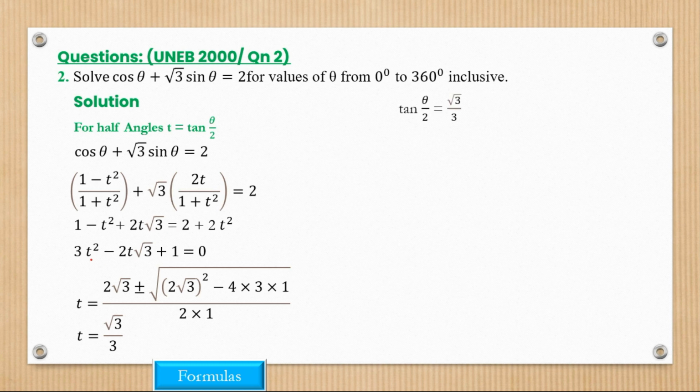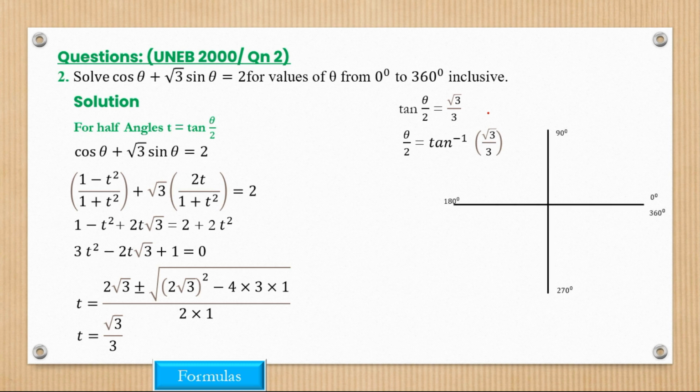And now remember that t in half angles means tan theta over 2. So we have tan theta over 2 being equal to root 3 over 3. And then that means tan inverse of root 3 over 3. So theta over 2 is tan inverse of that. So the answer we get, we put in our diagram in regions where tan is positive. So tan is positive here and here. So the angle we get is 30. So we're going to place that 30 in regions where tan is positive. So we have it here and here.